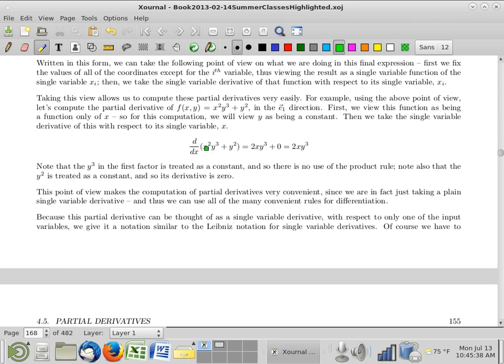Suppose that this is the function I want to compute that directional derivative of. And suppose that I'm going in the direction of the E1 vector. Well, E1 points in the direction of x. So effectively, because I'm going in the E1 direction, I'm just taking the good old, plain old single variable derivative with respect to x. And I'm going to treat y like a constant, because again, it is a constant as far as this derivative is concerned. So this calculation works out really conveniently.